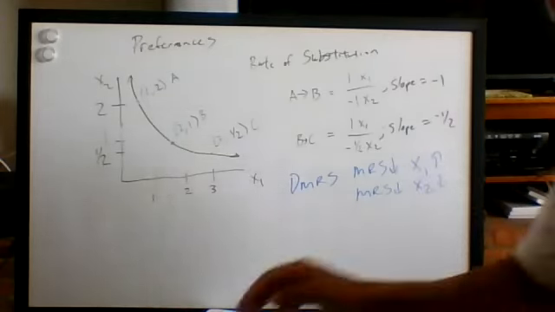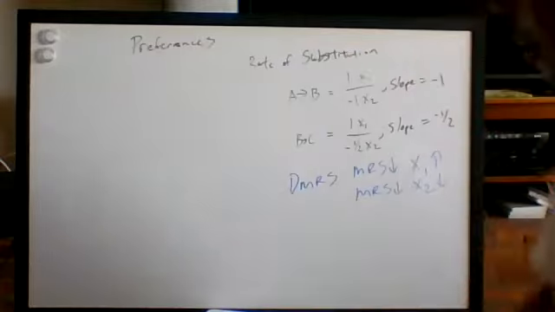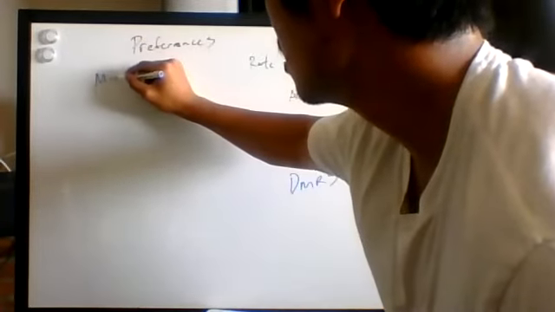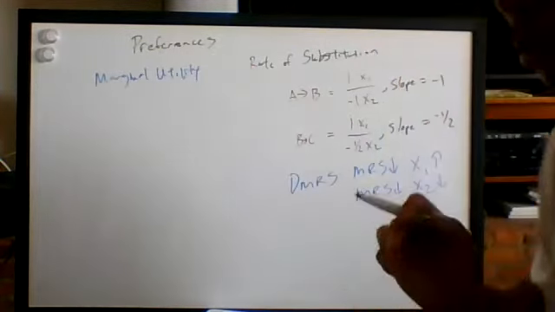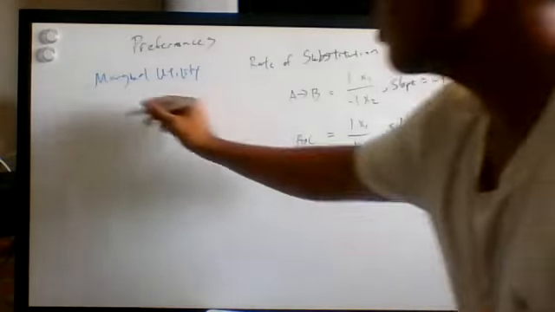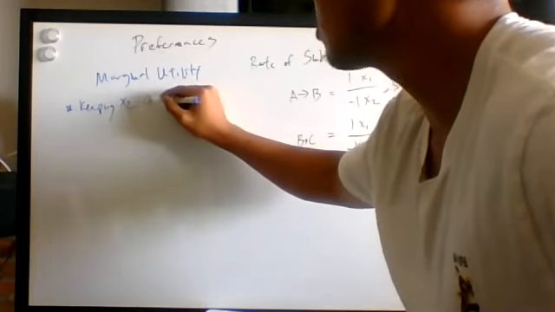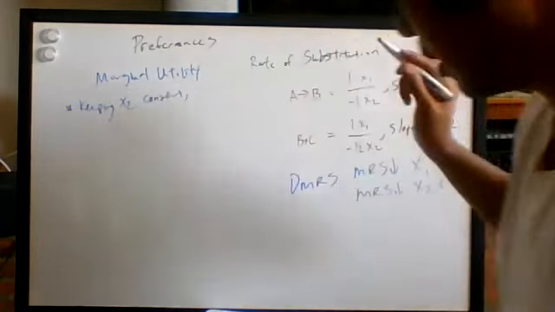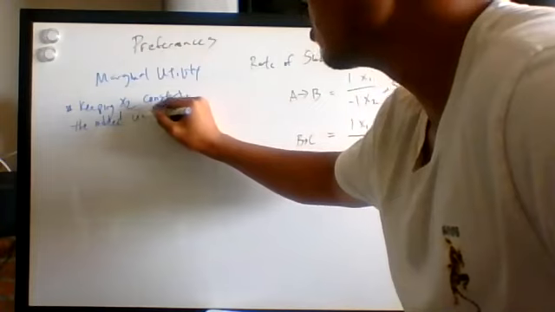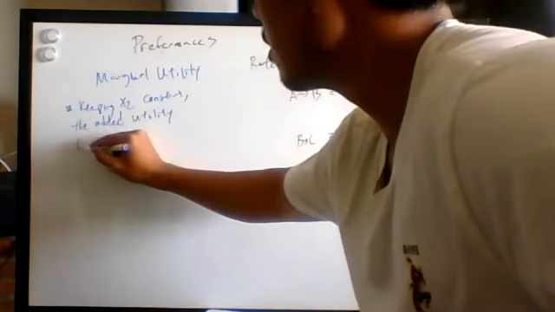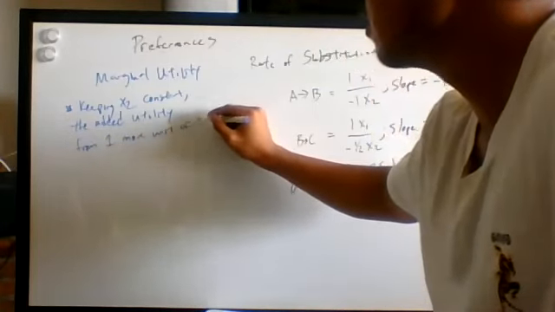So this idea relates to marginal utility. I think I've probably said the term marginal utility before, but I just want to formalize it. Marginal utility is defined as, keeping x2 constant, the added utility from one more unit of x1.